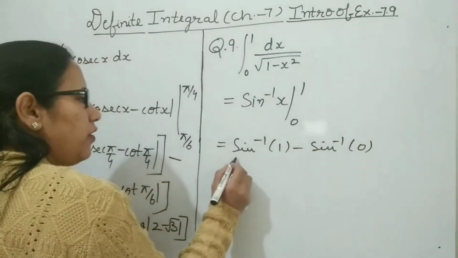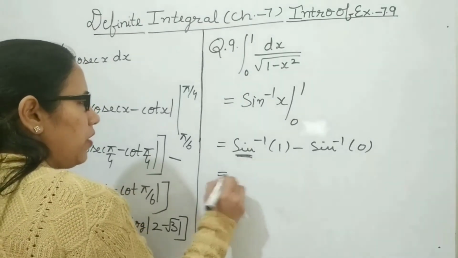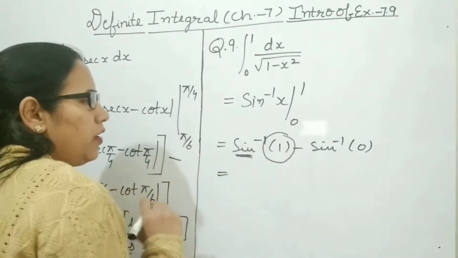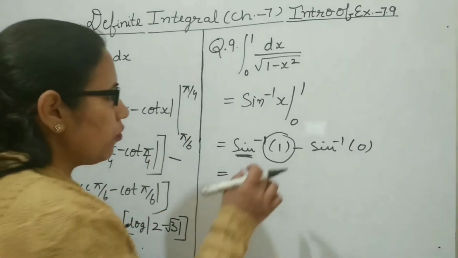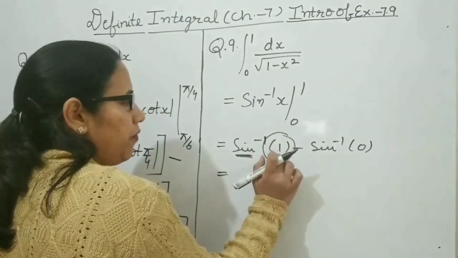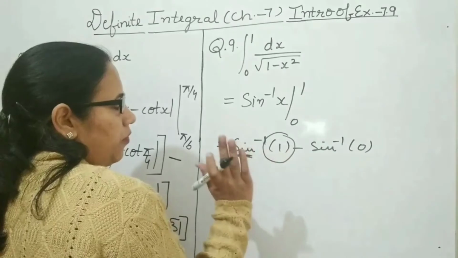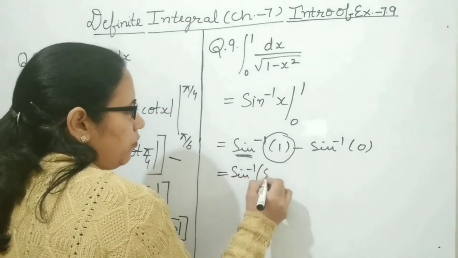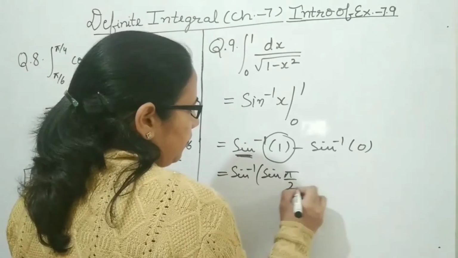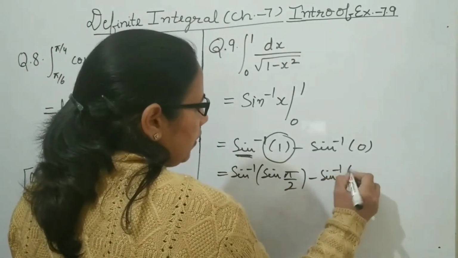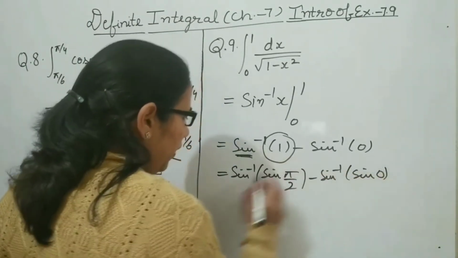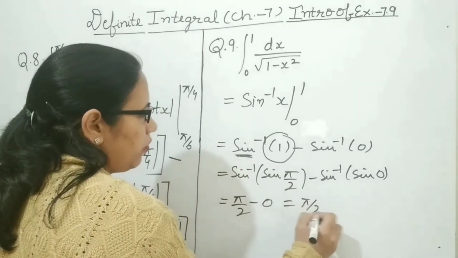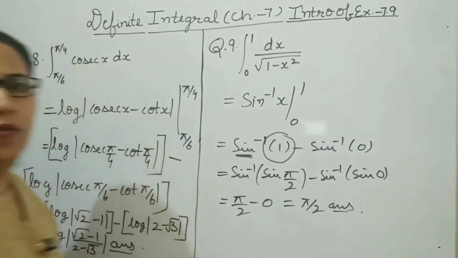Now we solve the inverse trigonometric function by using the values of the trigonometric function. So sine inverse 1 is when we put sine pi by 2, and 0 for sine inverse 0. So on solving it, it becomes pi by 2 minus 0. So answer is your pi by 2 for this question. Then come to the next question.